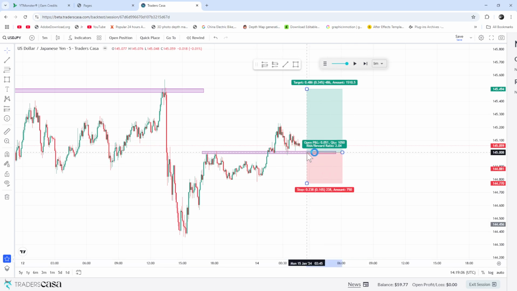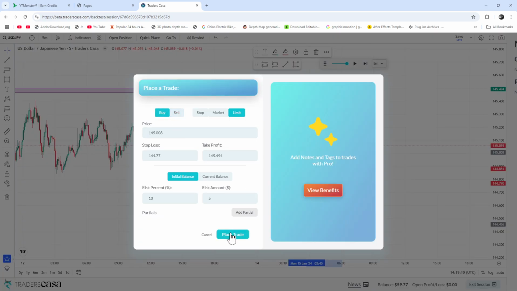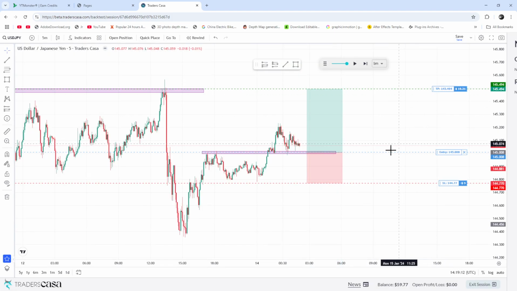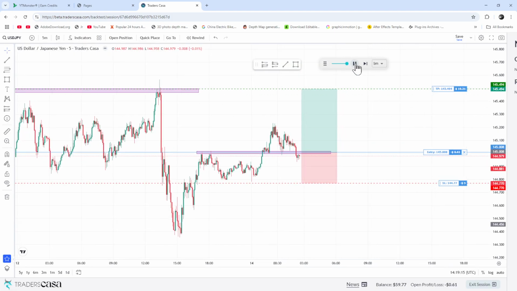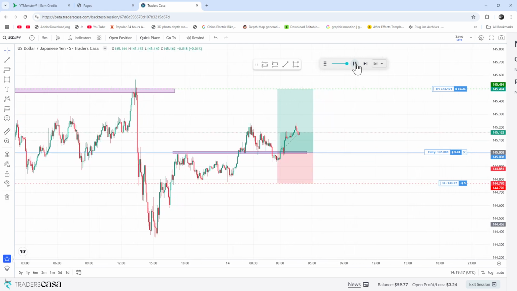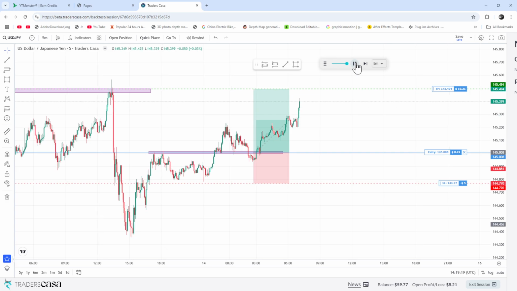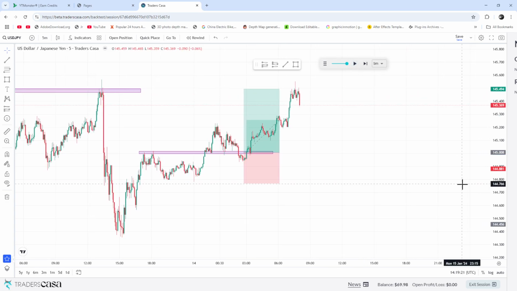So I want to put it somewhere around here. I want my market order to open there. I will risk $5 to target $10, 1:2, and let's play and see what will happen, if we'll be right or wrong. So market, booyah, perfect there.